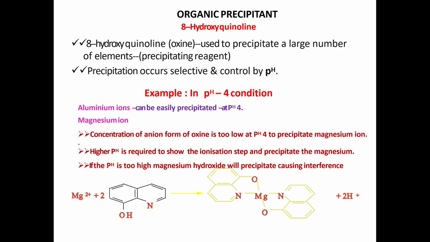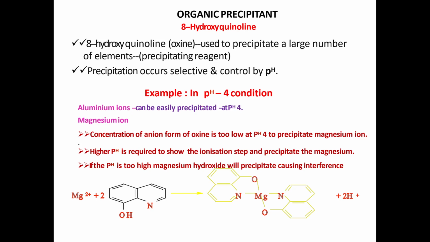And this is another organic precipitant. For example, 8-hydroxyquinoline. So 8-hydroxyquinoline oxide is used as a precipitating reagent to precipitate a large number of elements. So precipitation occurs selectively and is controlled by pH. For example, at pH 4, aluminum ion can be easily precipitated, and the concentration of the anion form of oxide is too low at pH 4 to precipitate magnesium ion. So a higher pH is required to show the ionization step and precipitate the magnesium.